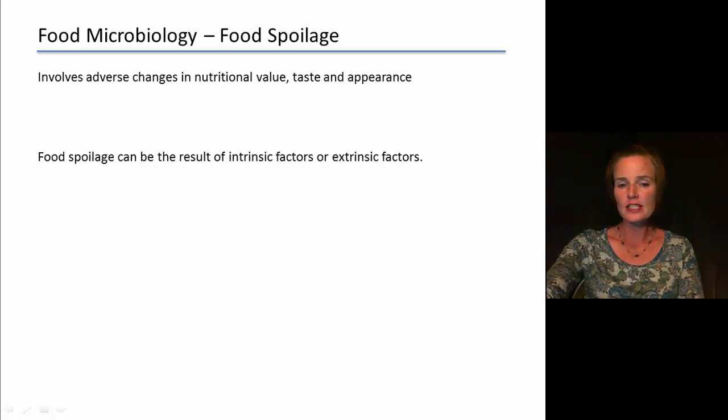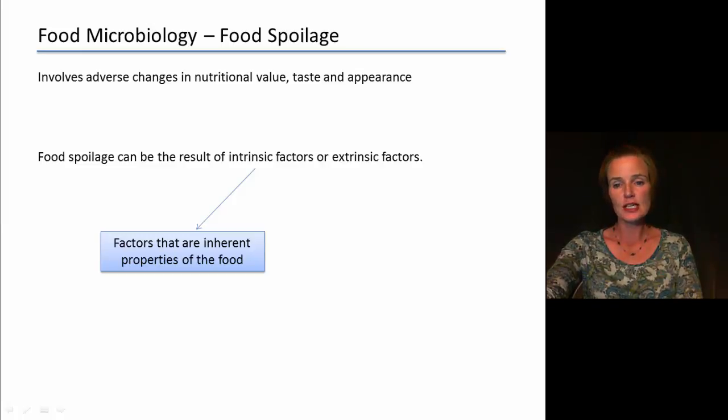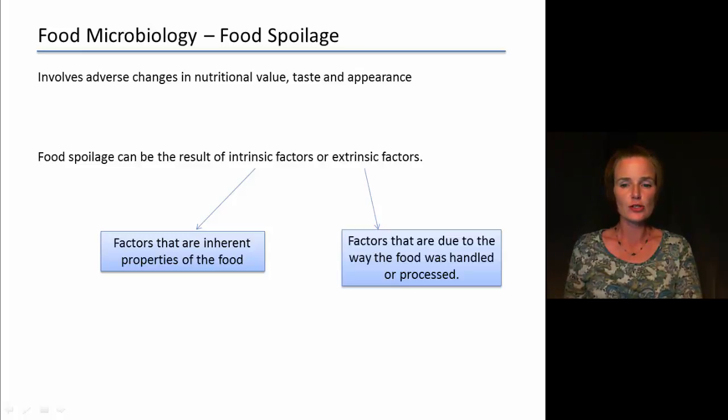So if we talk about what these are, intrinsic factors will be factors that are inherent properties of the food product itself. When we're talking about extrinsic, this is going to be factors that are due to other things. So factors that are due to maybe the way that the food was handled, maybe the way that it was processed ultimately. But both of these are things that can result in the food spoilage down the road.